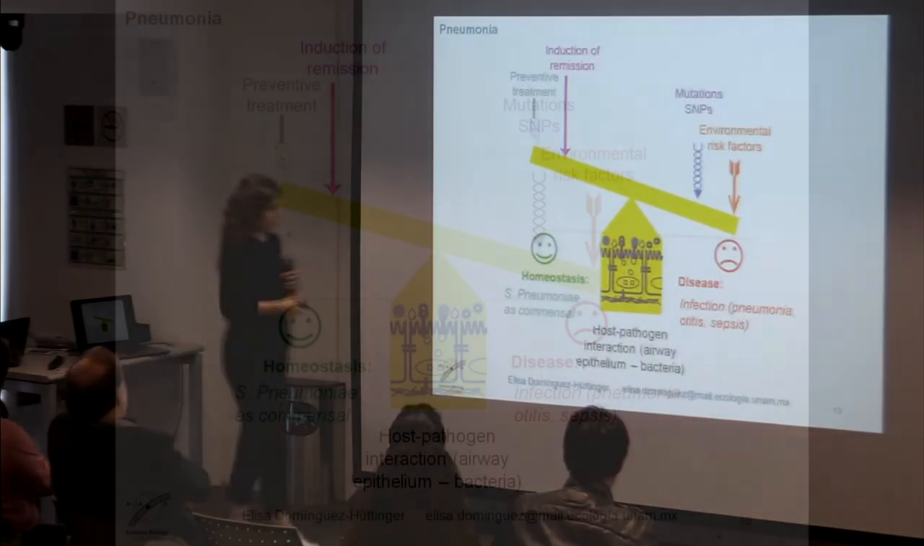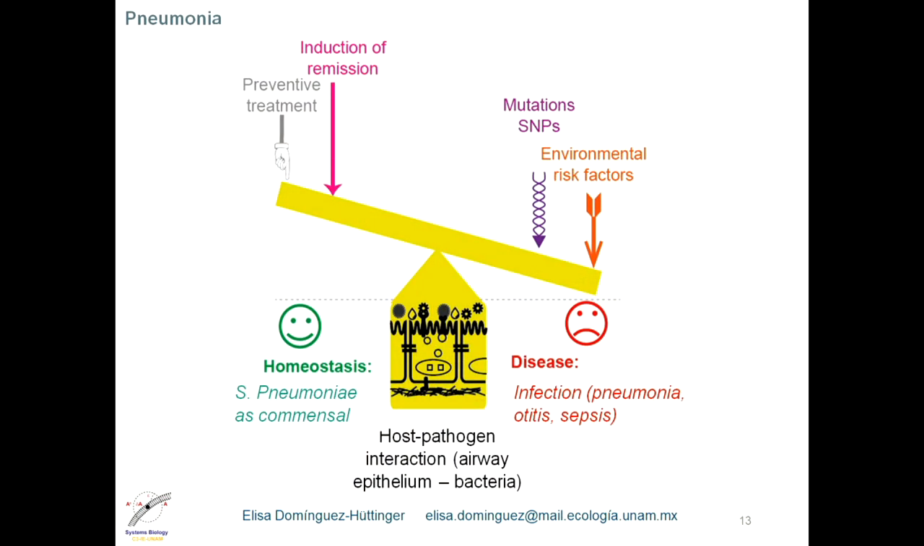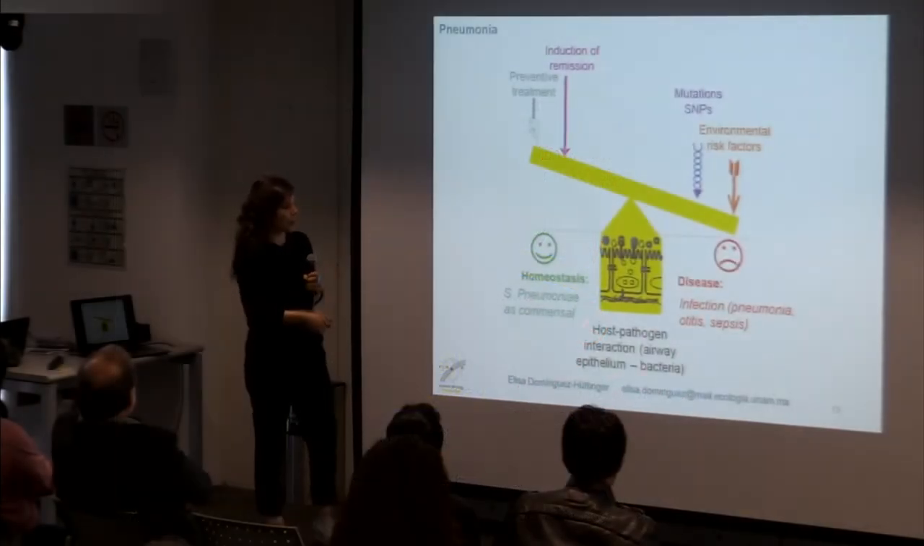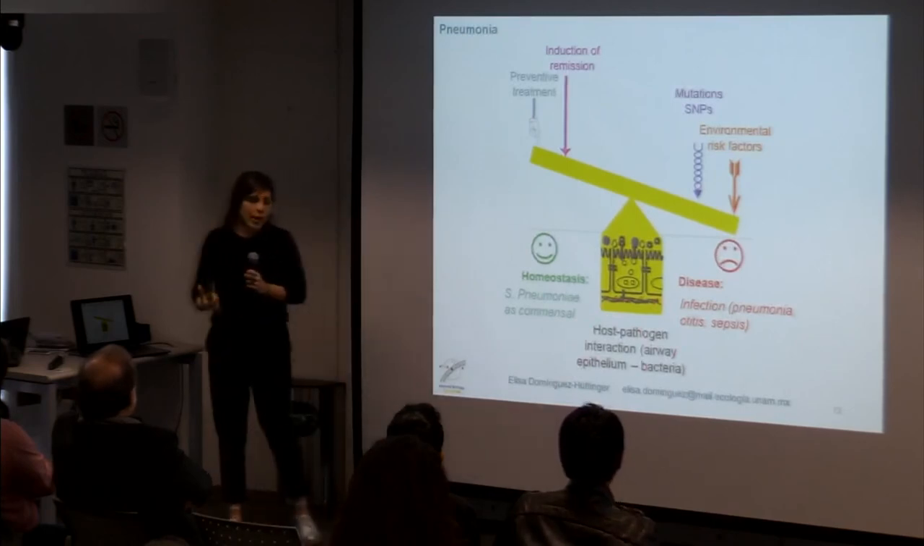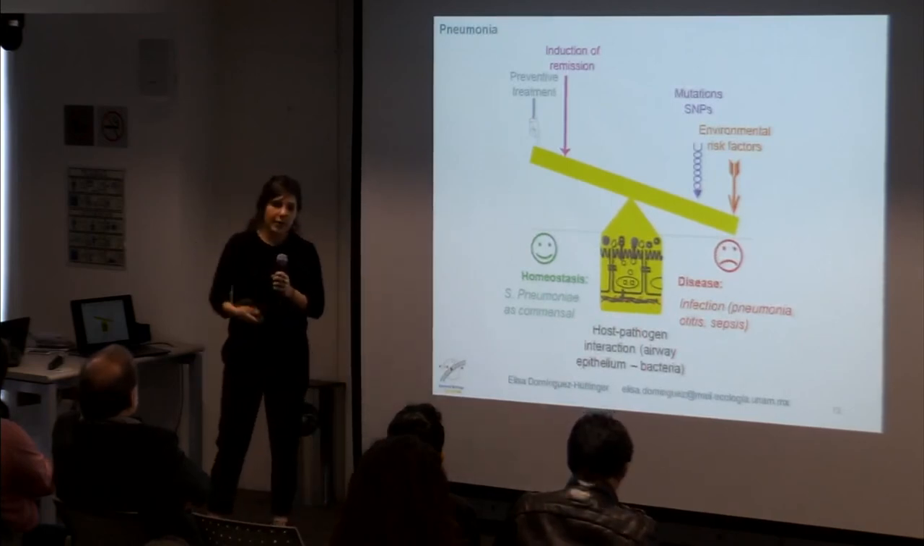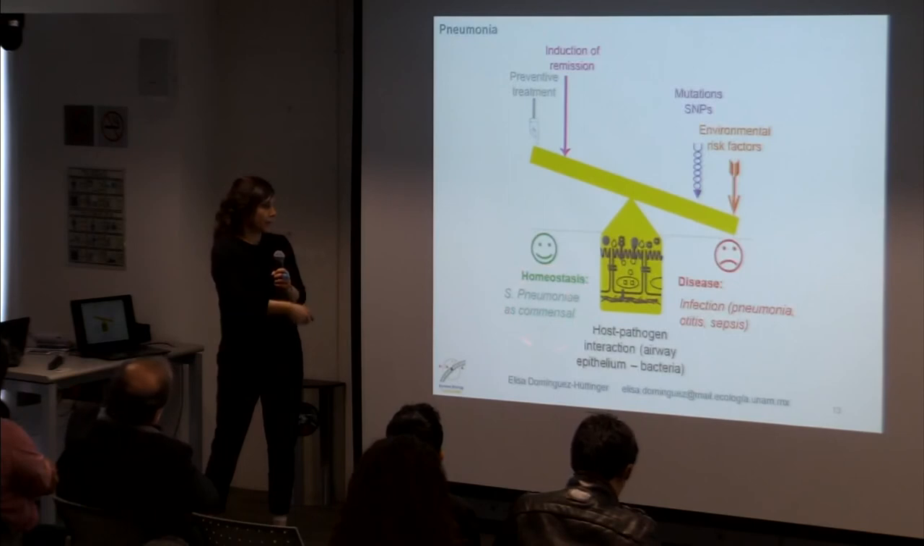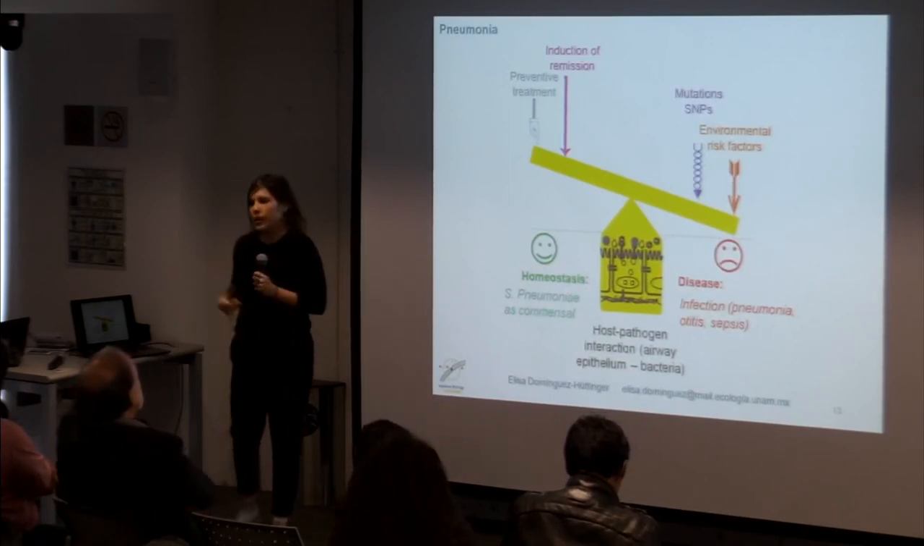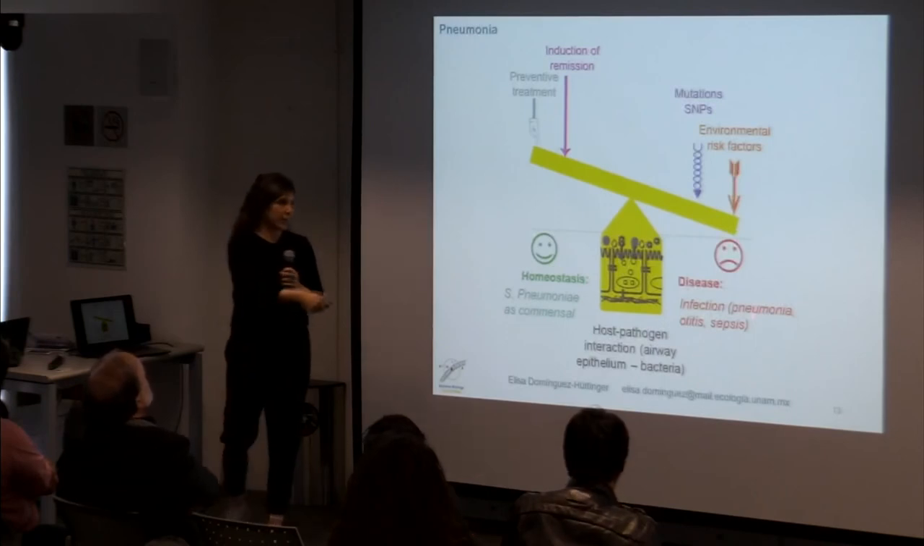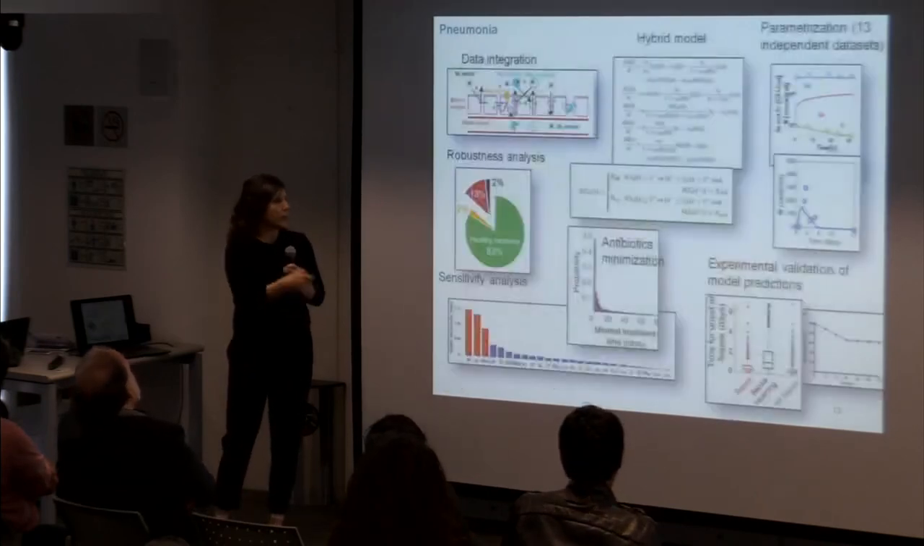Then very quickly, I will talk about two infectious diseases that we have also been tackling with this approach. One of them is pneumonia. And in this system, with this model, we wanted to answer why some host pathogen interactions between commensal bacteria sometimes get disrupted to lead to infection and sometimes even sepsis. So for that, again, the same story.